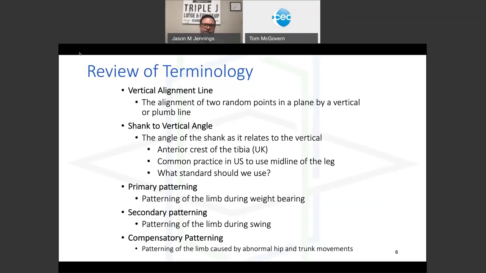Next is the primary patterning, or the patterning of the limb during weight bearing, and then the secondary patterning, or the patterning of the limb during the swing phase. Compensatory patterns are patterns caused by abnormal hip and trunk movements that the patient initiates, typically trying to overcome a primary patterning.